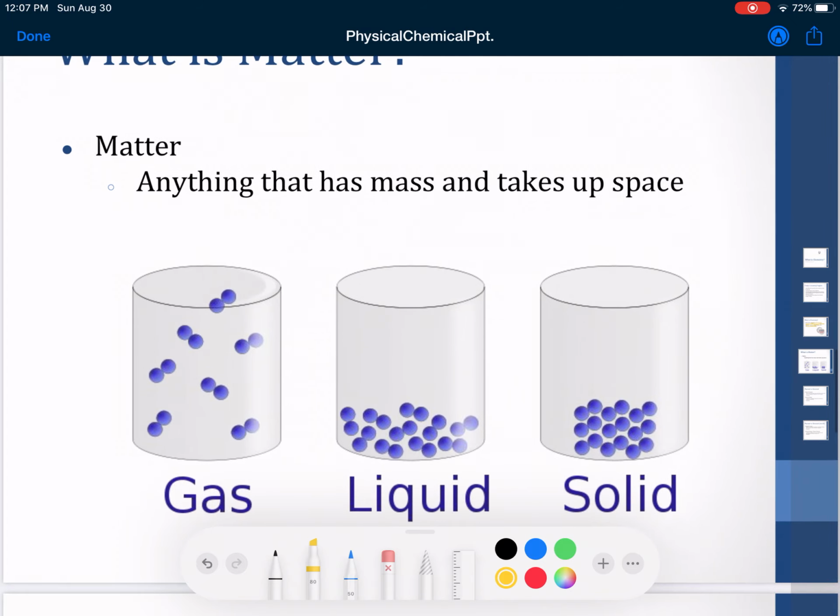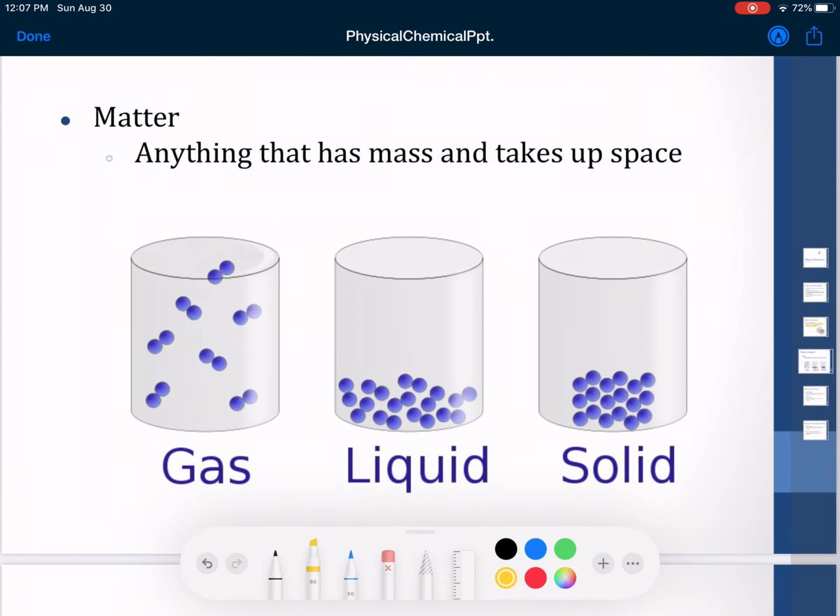What is matter? Matter is anything that has mass and takes up space. So let's go through the different kinds of matter. First, we'll start over here with gas. Gases have no shape.